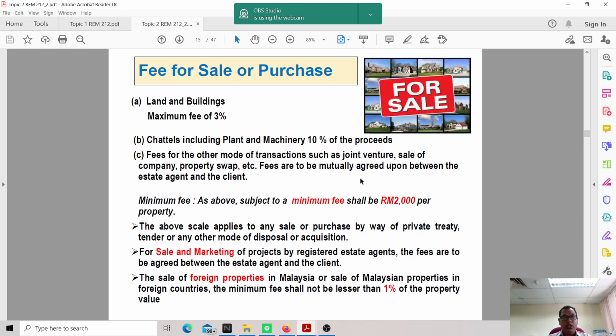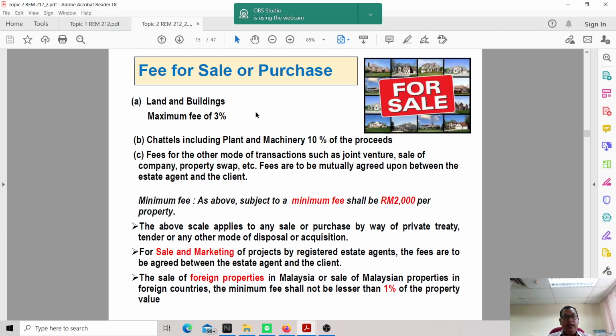Okay. So the fee for sale and purchase. For land and building, the maximum fee allowed is 3%. So if you are a registered estate agent or negotiator, of course, as prescribed by the rules of the board, under the 7th Schedule of the rules, we can only get 3%. If you are an illegal broker, then you can charge whatever percentage you want. But if you are caught, then of course you can be jailed for 3 years and also fined 300,000 ringgit.